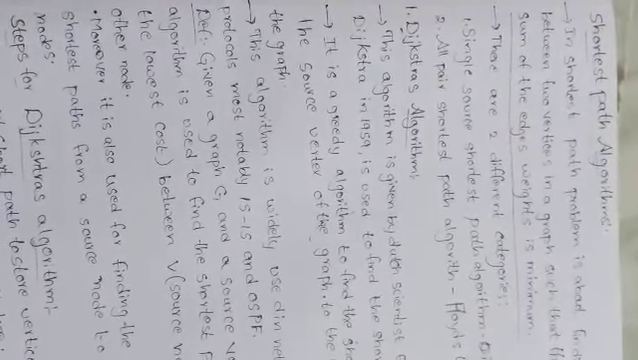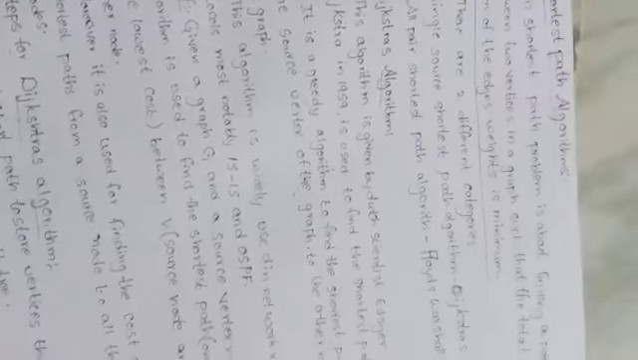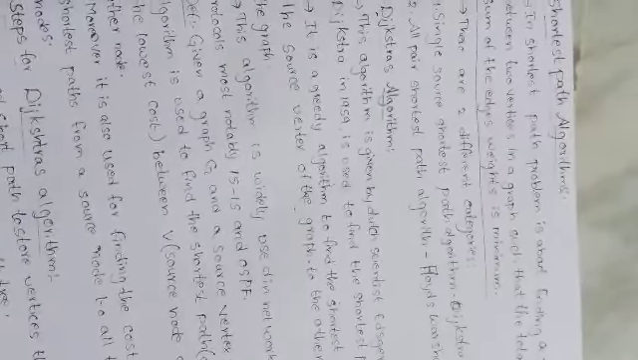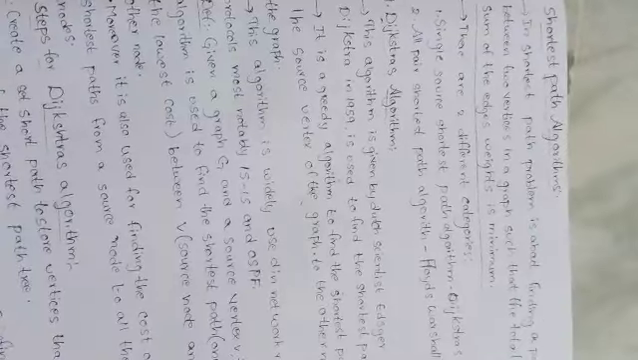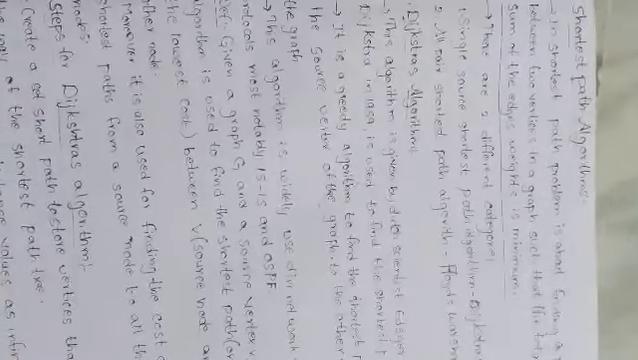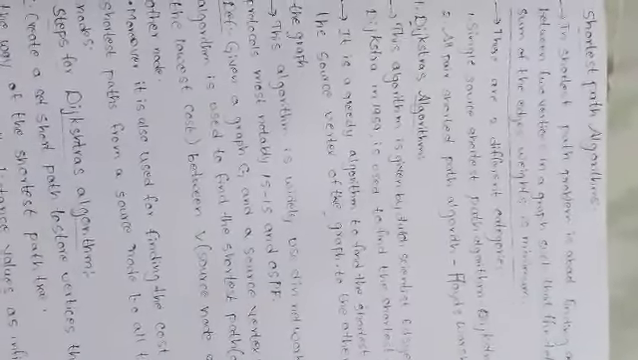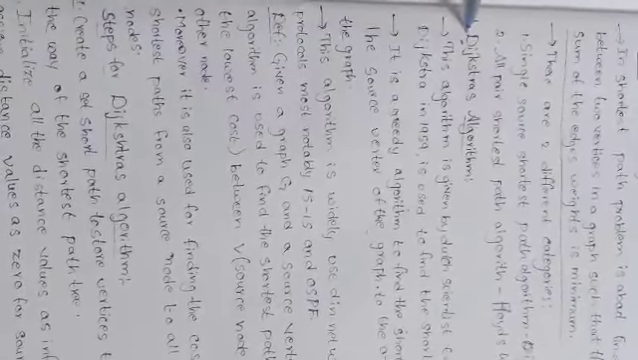Dijkstra's is a shortest path algorithm. The shortest path problem is about finding the path between two vertices in a graph such that the total sum of the edge weights is minimum. There are two categories. Single source shortest path algorithm is known as Dijkstra's algorithm, and all pair shortest path algorithm is the Floyd-Warshall algorithm. In this video, we would like to learn about Dijkstra's algorithm.